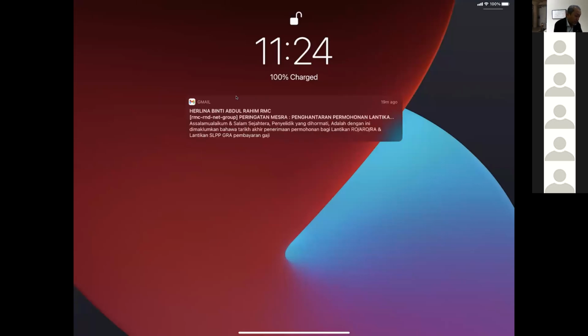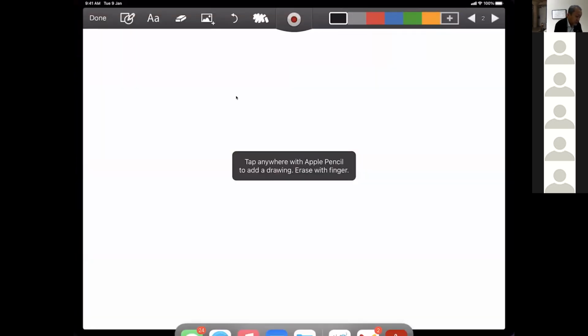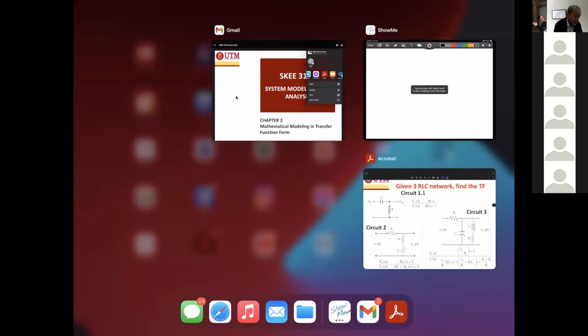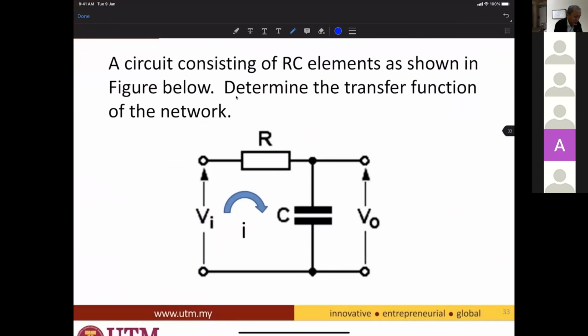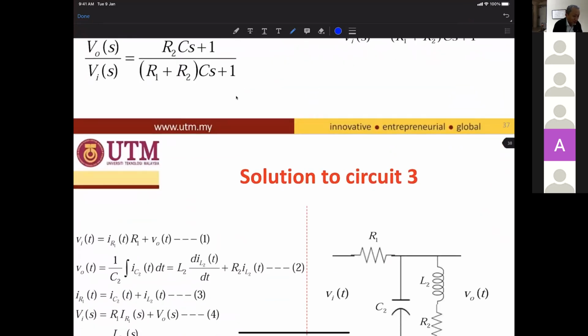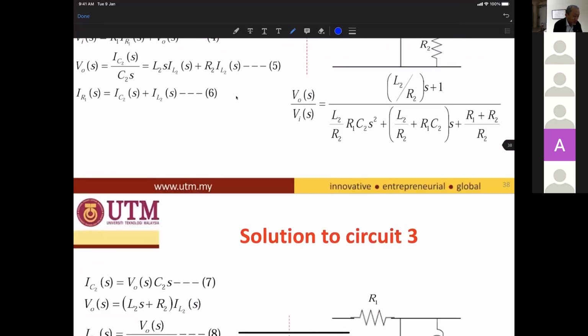I better share with this, use the iPad. Nampak tak? Apa? Lapar? Nampak, Prof. Oh, lapar. Baru pukul 11. Lapar.